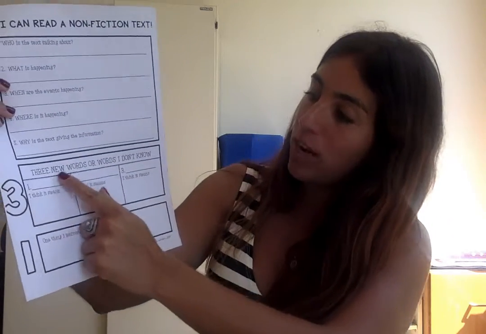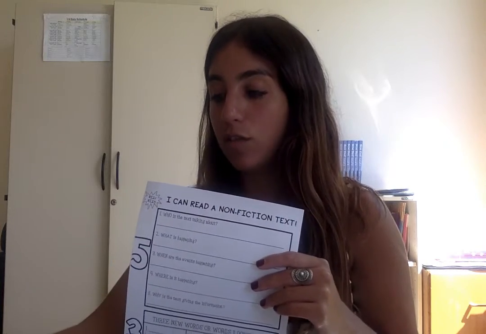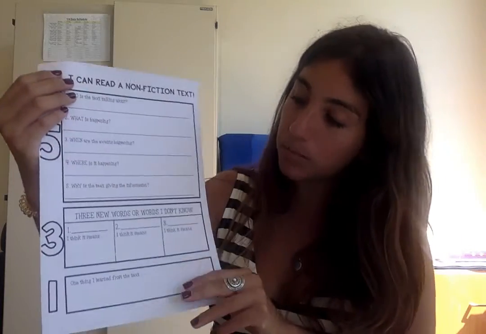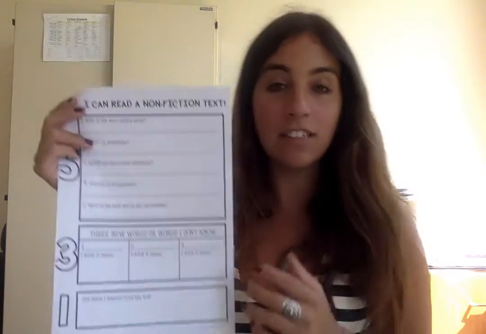And then here, 3 new words, or words I don't know. So 3 new words that you learned. It can be words from the words to know. It can be also words from the glossary, which are the same words. And you're going to write the word, and then it says, I think it means. So you're going to write a small caption. Remember, a caption is just a small description of what you think that word means. Now, if you don't know, you can look in the glossary in the back of the book. If you chose another word, you can look in our dictionaries, our Pictionaries, and our thesauruses in class.